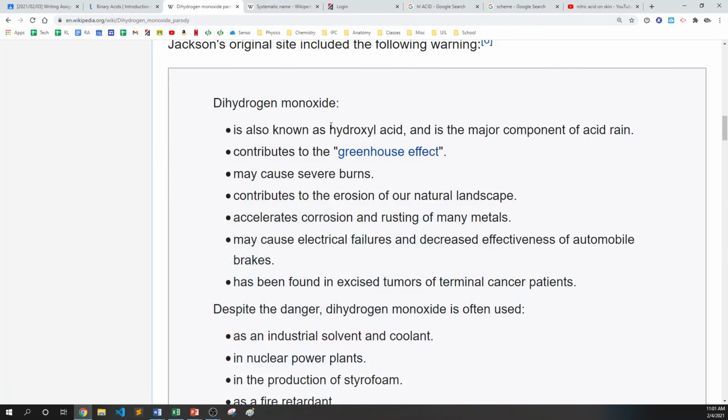Also known as hydroxyl acid. We don't use this naming scheme in this class, but -yl is a special naming scheme. It means something totally different, or it means it has an HO in it. It contributes to greenhouse effect. May cause severe burns. How can water cause severe burns?